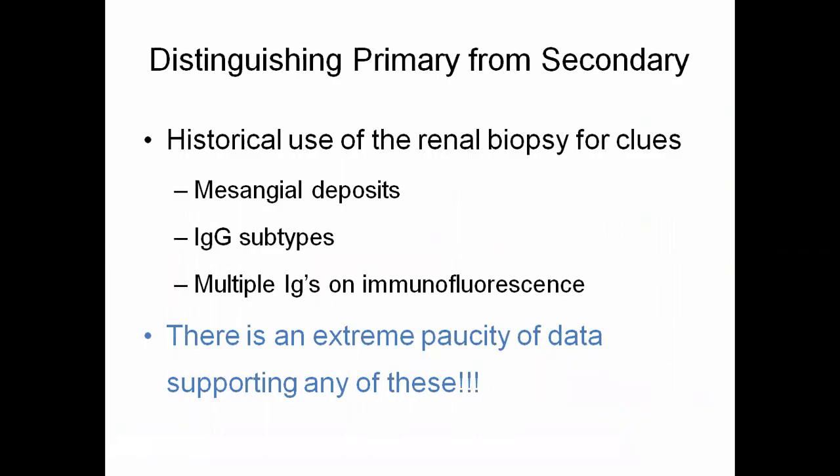So distinguishing primary from secondary, the historical use of the renal biopsy for clues: we used to say if mesangial deposits are there, it is likely secondary. Then we used to say IgG subtyping will help. Multiple immunoglobulins on immunofluorescence, meaning you are seeing IgG, IgA, IgM, is more consistent with secondary membranous rather than primary. But there is extreme paucity of data supporting any of these.